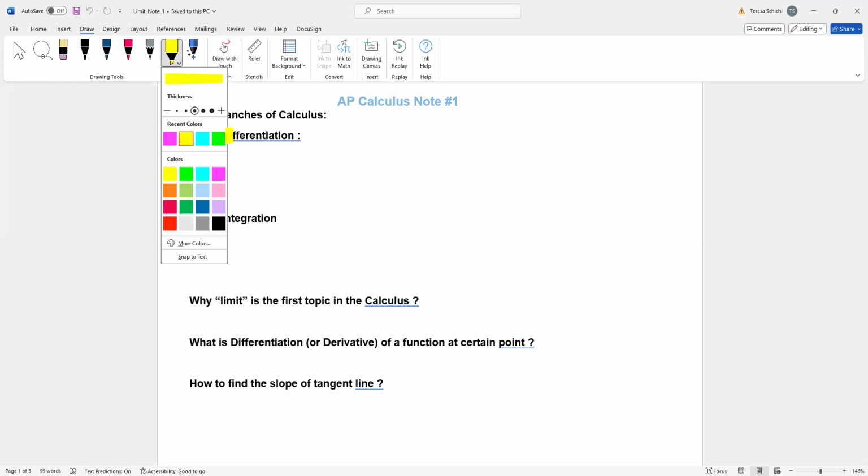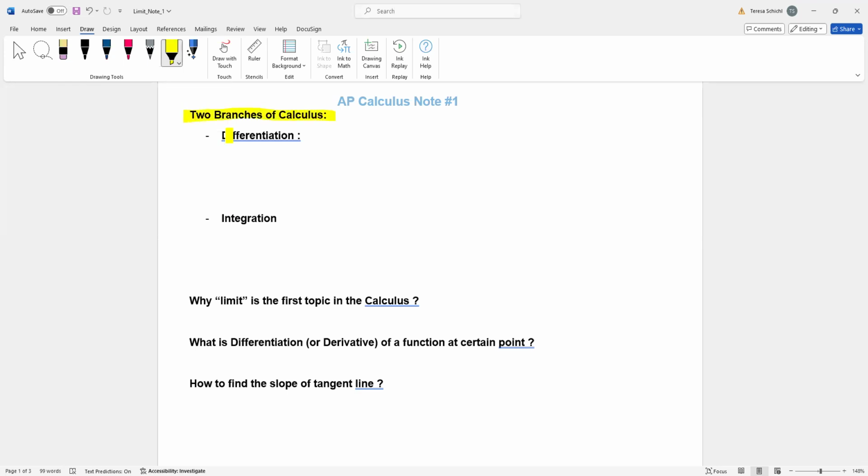All right, so the first thing we're going to take a look at, since this is our calculus class, is the two branches of calculus. One is differentiation and the other is integration. We're going to talk about what differentiation involves and what integration involves. Very briefly, what is differentiation? Basically, we are talking about the rate of change.